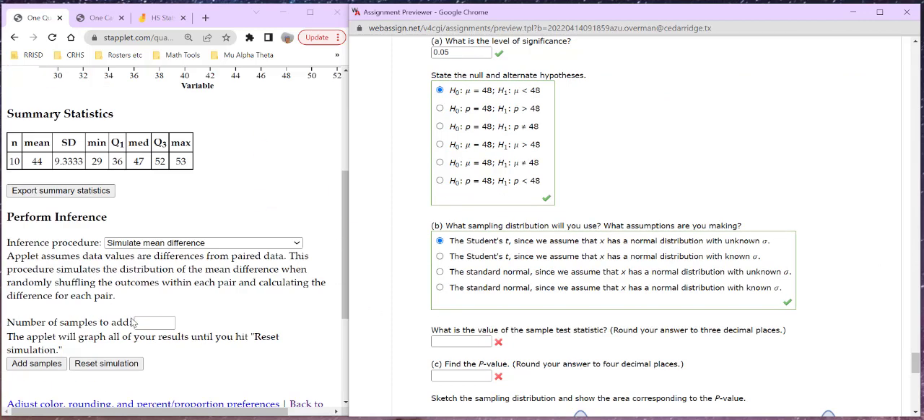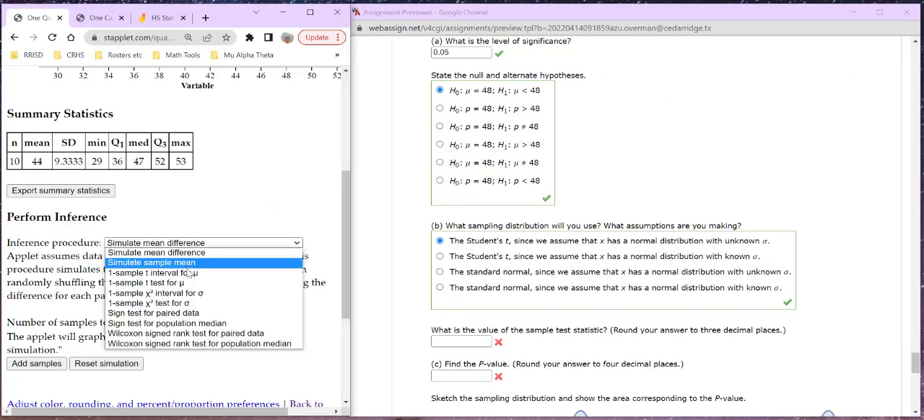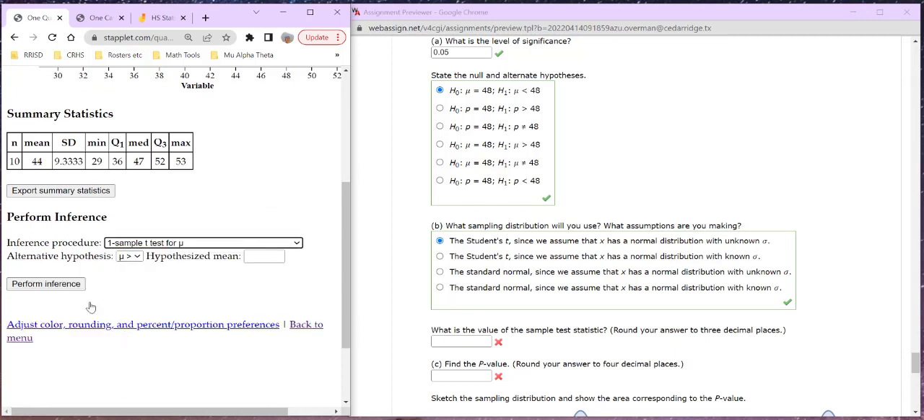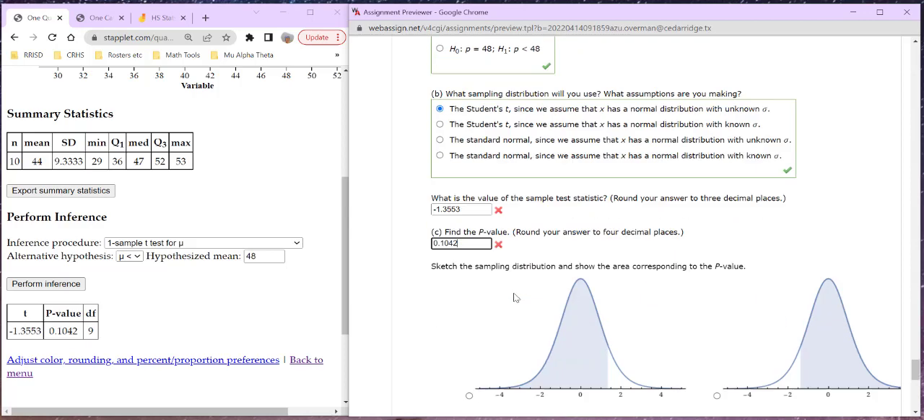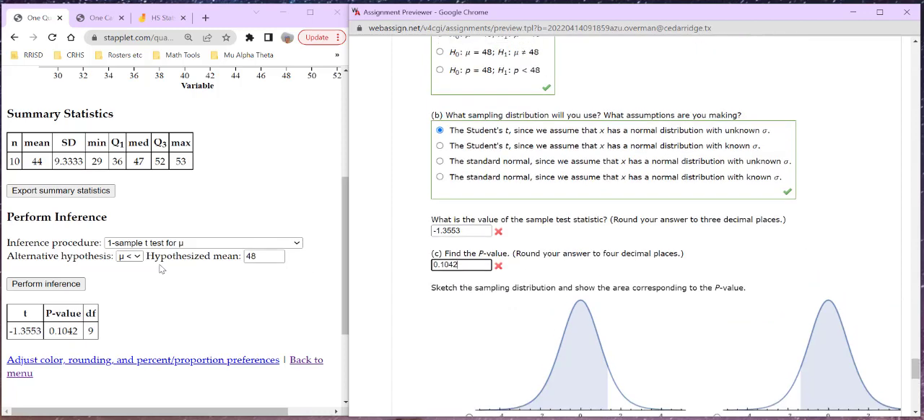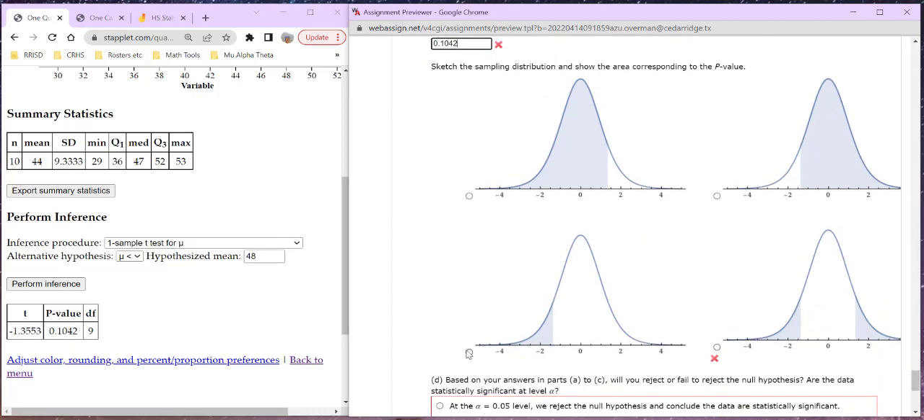Test statistics. So let's go ahead and do our test. It's a one sample t-test. And we want less than 48. Perform inference. And I get negative 1.3 and 0.1042. Looks like we're going to fail to reject, huh? And we are on the left side, so that one right there.